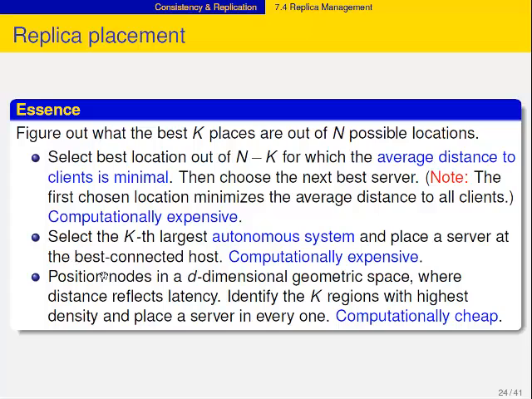Now, what makes it computationally expensive here is that I take the distance from clients to my servers into account. That means you have to, in principle, do a lot of computations, basically figuring out all the distances from clients to servers to see if you have the optimal solution. In theory, you would have to do this.